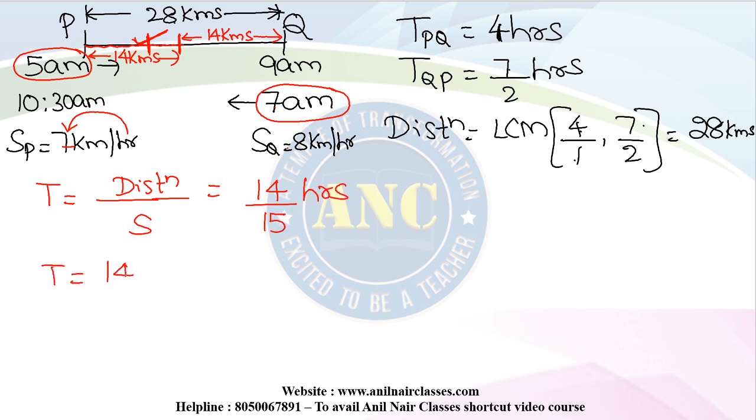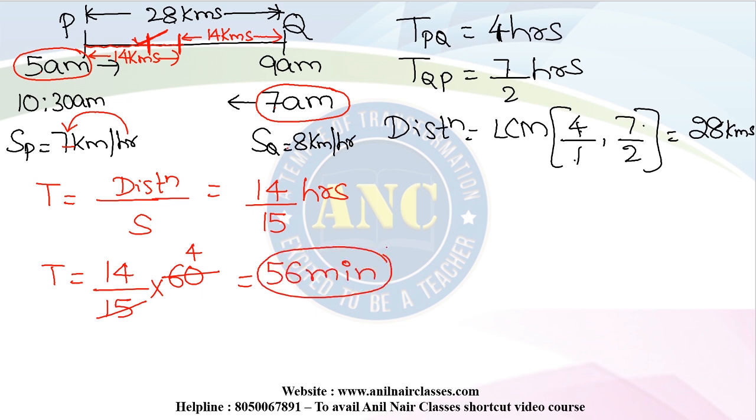So it is 14 by 15 into 60 minutes. So 15 into 1, 15 into 4, 14 into 4 is 56 minutes. That means the question is, at what time will they meet?